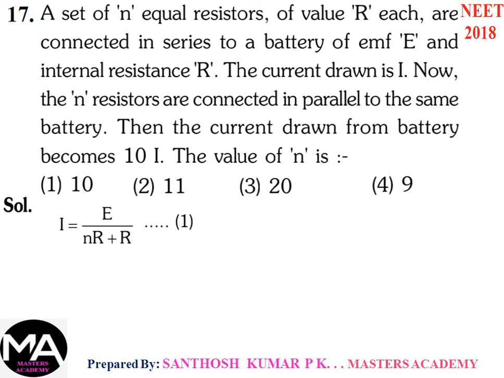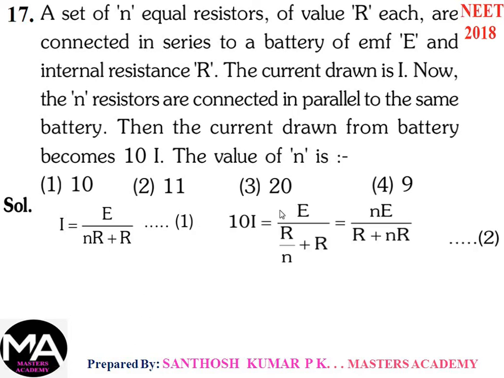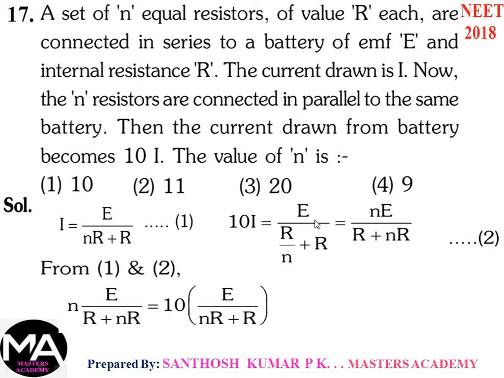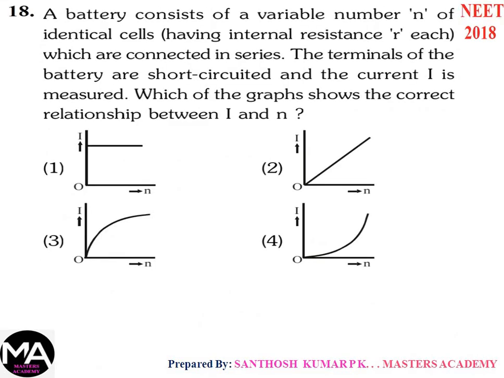So for the series combination, the current is given by I equals E divided by nR plus R, and for the parallel combination, 10I is equal to E divided by R plus R by n plus R, that is nE divided by R plus nR. On calculating from equations 1 and 2, you will get n is equal to 10. Therefore the value of n is 10. The option is the first one.